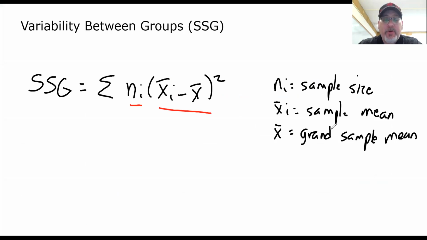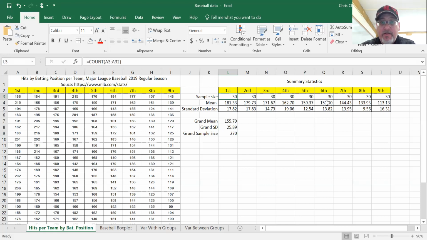For variability between groups, for each sample, we're going to take its sample mean, subtract the grand sample mean, square that, and then multiply it times the sample size. And then we're going to take the sum of all those. Now, I'm not going to write every single addend, but for example, if we go back to the first sample, the first sample size is 30, the first sample mean is 181.3, the grand mean is 155.7.